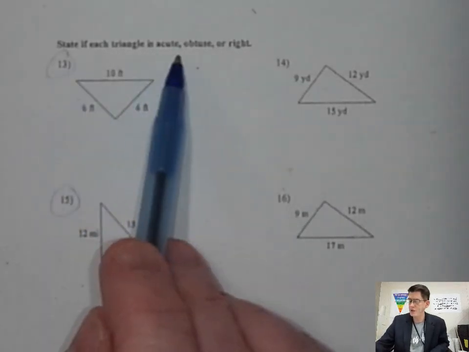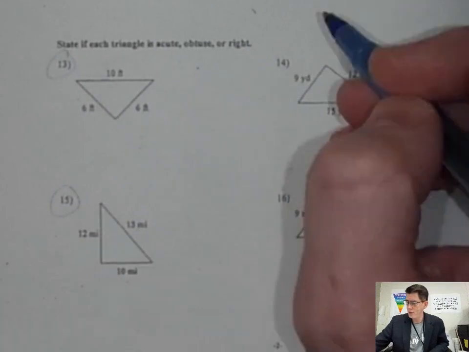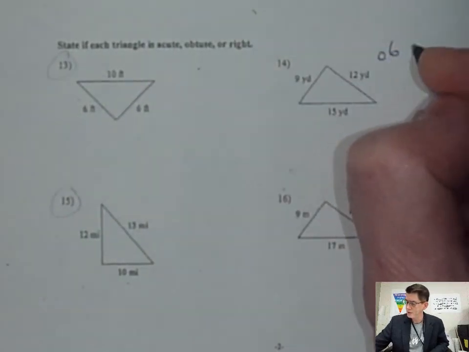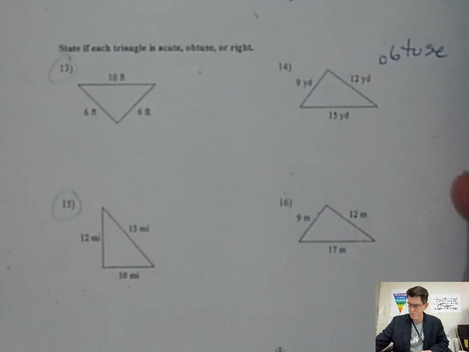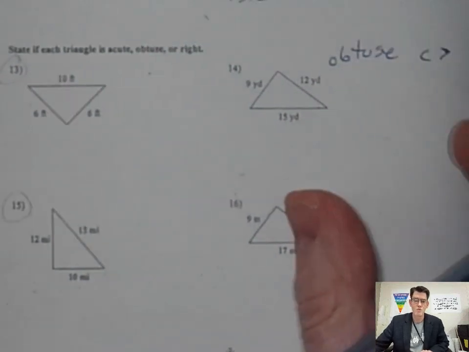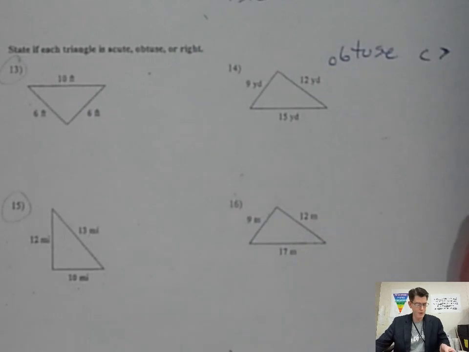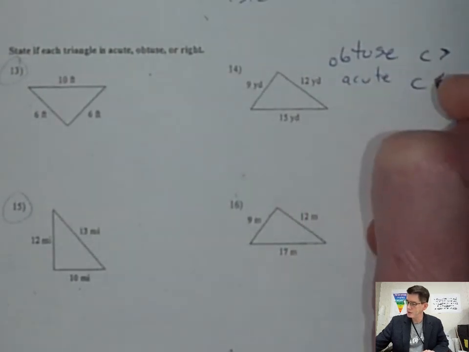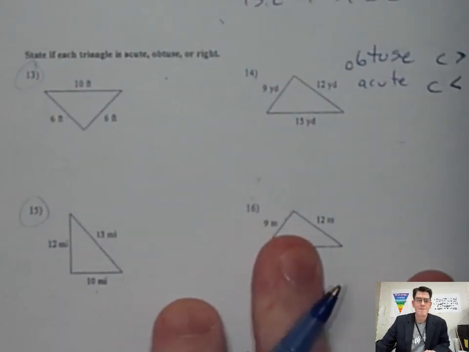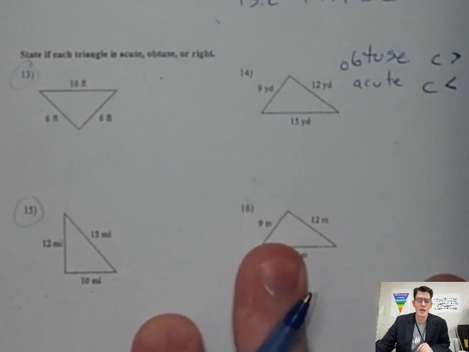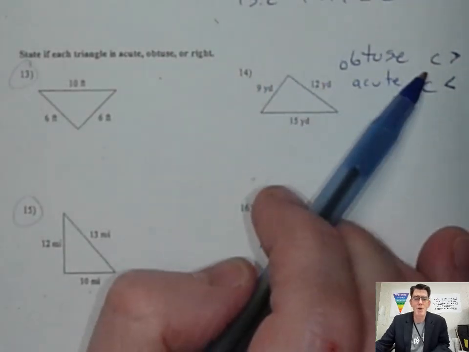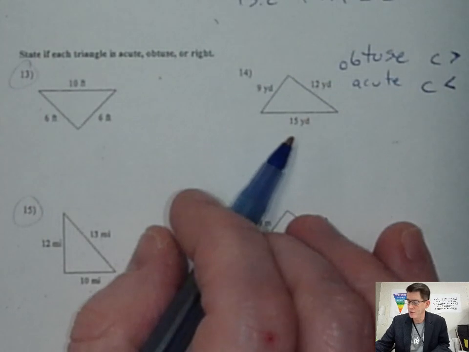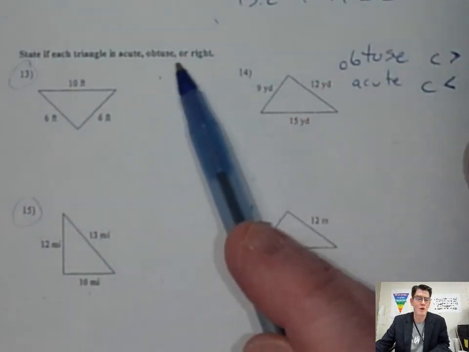Okay, state if each triangle is acute, obtuse, or right. Well, we know that if it's obtuse, that means that the hypotenuse is greater. And you know that on the acute triangle, the C, the hypotenuse, is smaller. So we're going to go through each of these and figure out how the hypotenuse compares with the two legs, and then we'll know whether it's obtuse, acute, or if they're equal, if it's right.